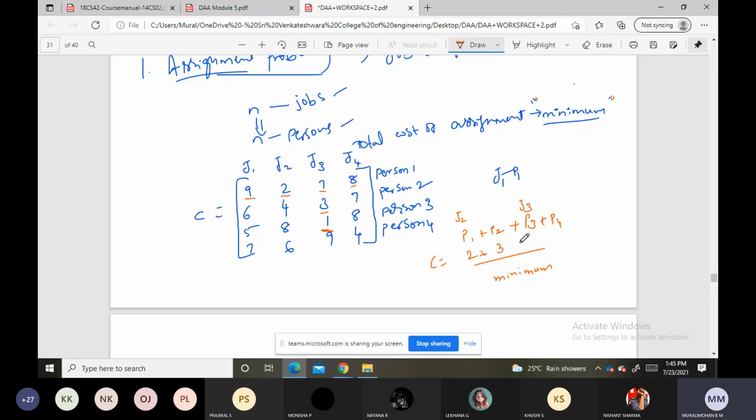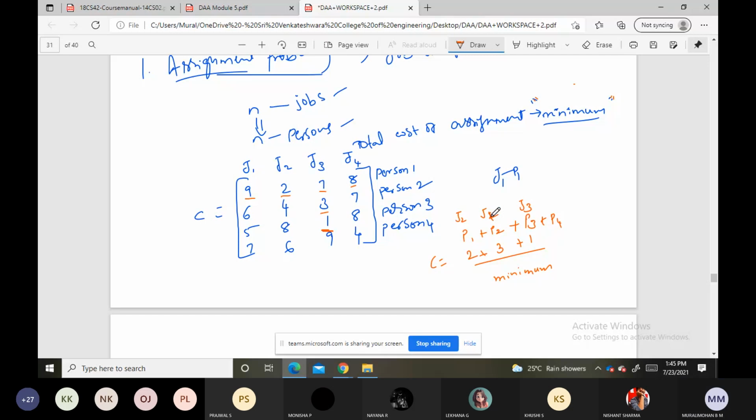So the cost is 1, and job 2 is already assigned. So what we can do? We can have 1 per person, and the cost is 6, right? Now person 4. So left out is J1 is assigned, J2, J3 is assigned. Only left out is J4, and the cost is 4.